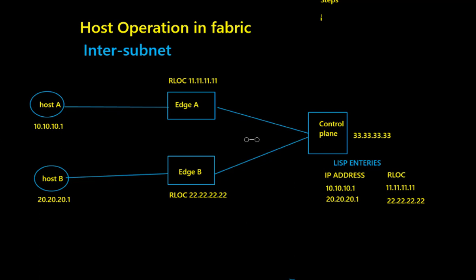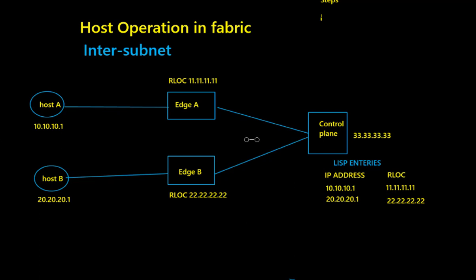So in this topology, we can see that host A is in 10.10.10.1/24 and host B is in 20.20.20.1/24, and that is a different IP subnet. They're both connected to edge A and edge B respectively.